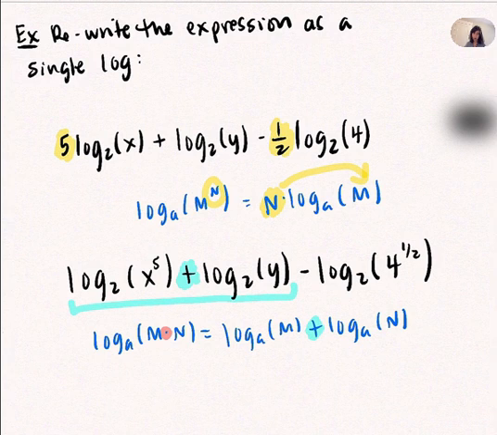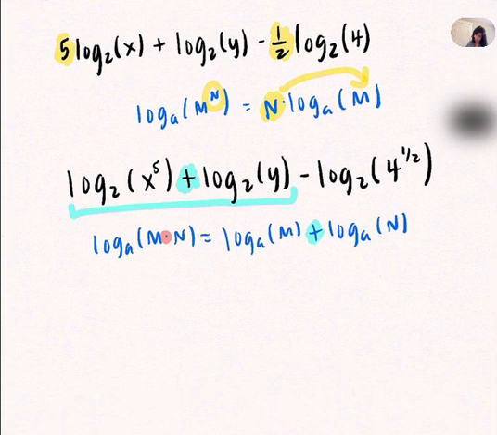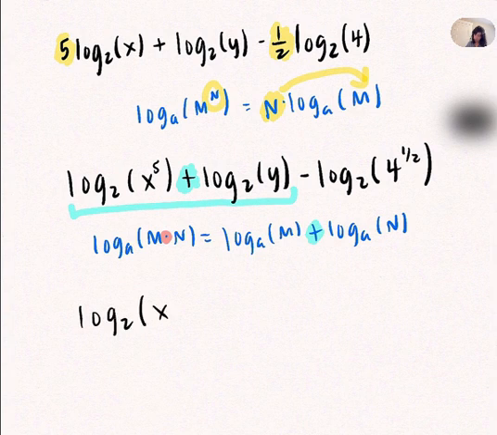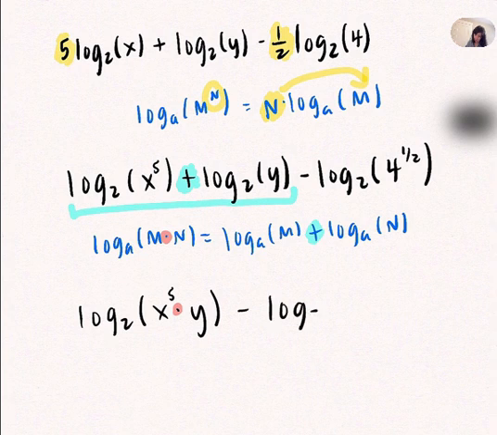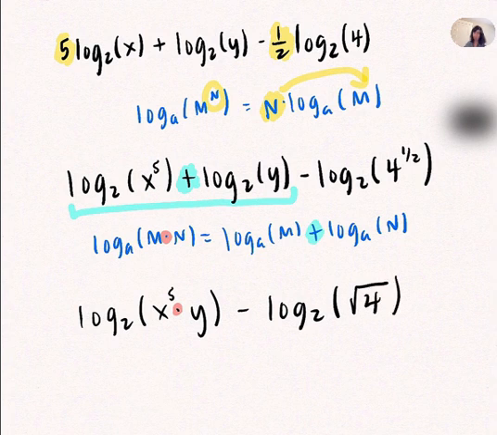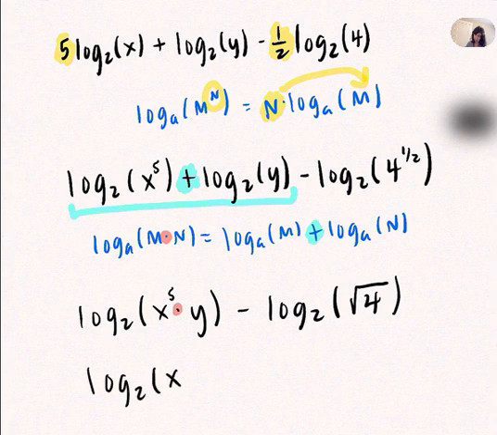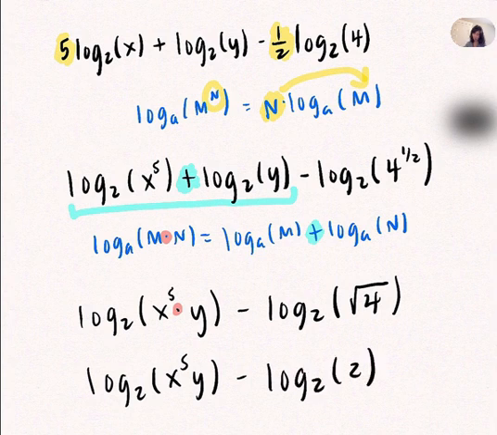So that's going to look like this. Log base 2 of x to the 5th times y. So I'm combining these two logs into a single log, but the plus switches to a times. So we get a times there. And then I still have minus log base 2 of 4 to the 1/2. That's the same as square root of 4, notice? 4 to the 1/2 is square root of 4. So let's just really quickly simplify that. So it's log base 2 of x to the 5th times y minus log base 2 of 2, because square root of 4 is 2.